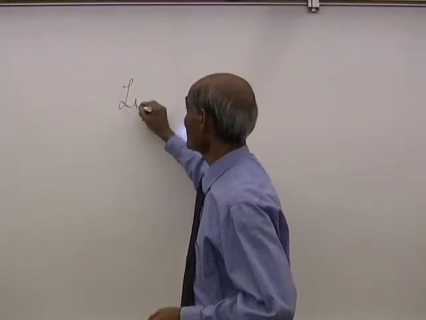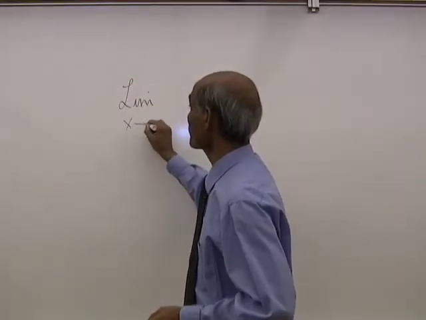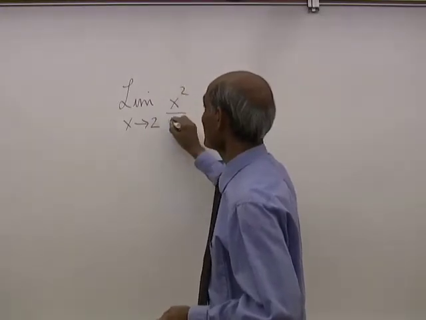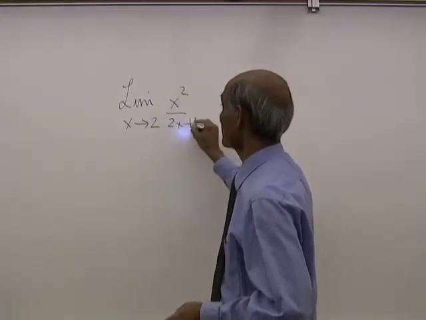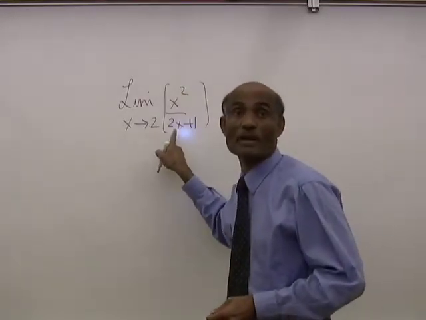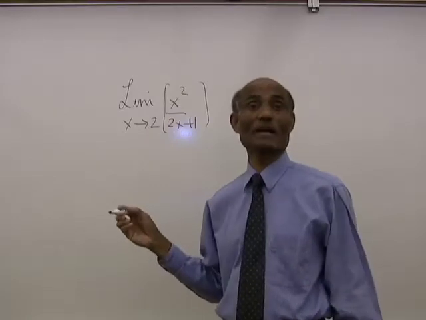In this lesson, we will develop a method for evaluating the limits of functions which cannot be done by direct substitution. Well, you know how to evaluate limits of functions. For example, if you want to find the limit as x approaches, say, 2, of x squared divided by 2x plus 1, all you need to do is replace your x by 2 and find the value of that.